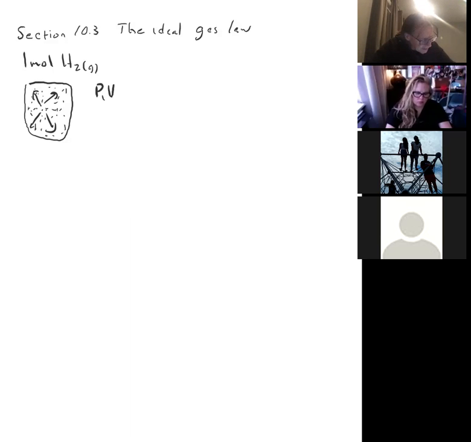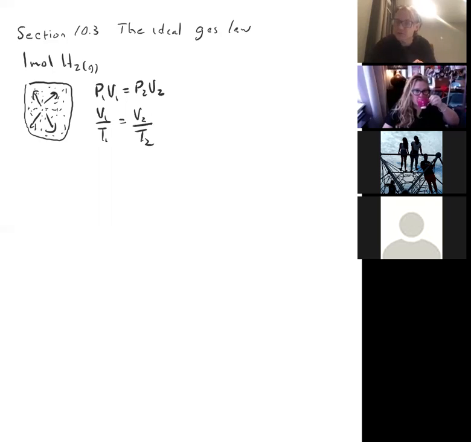P1 V1 equals P2 V2, right? In other words, if I change the pressure of the hydrogen, it'll change the volume. This is our pressure volume relationship. V1 over T1 equals V2 over T2. This gives us a relationship between the volume and the temperature. If we heat the gas up, the volume will expand. And now we have this third one, which is V1 over N1 equals V2 over N2.